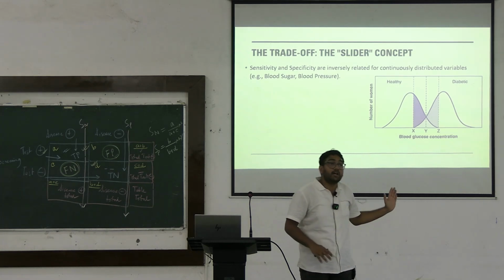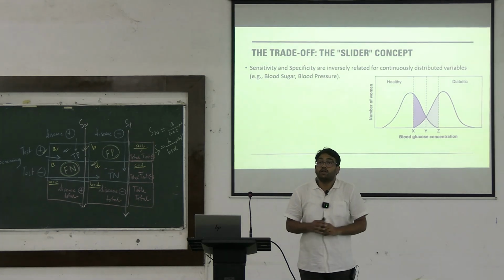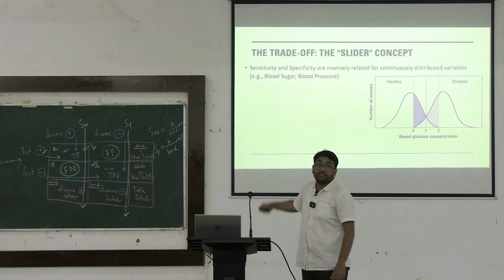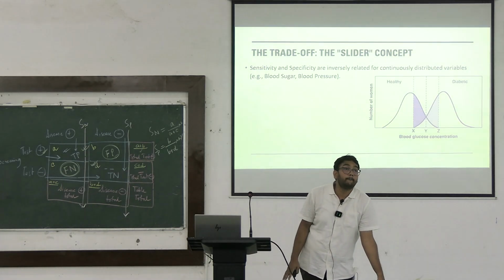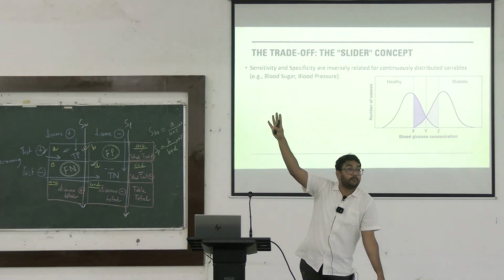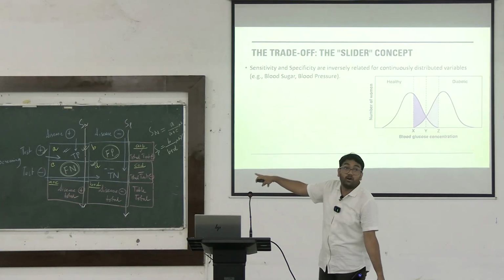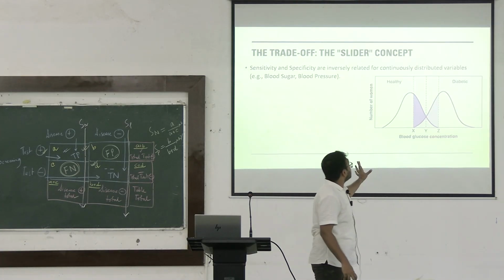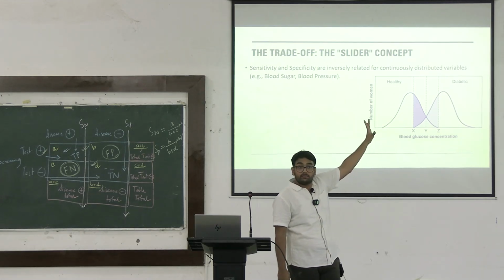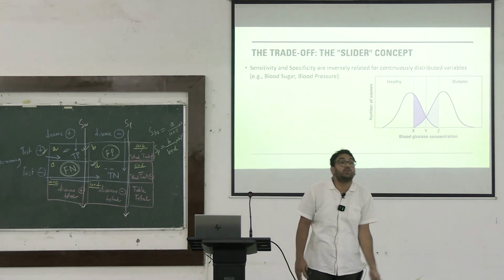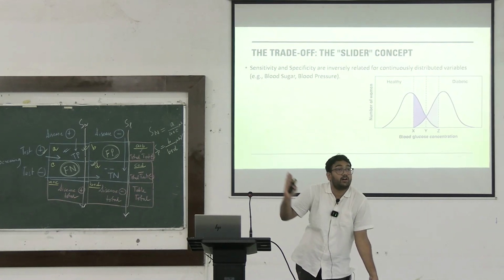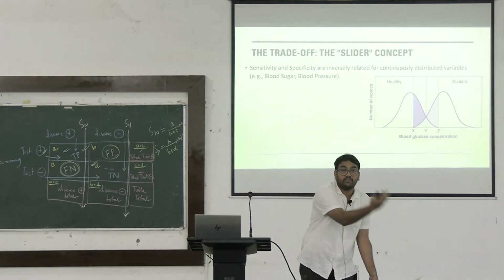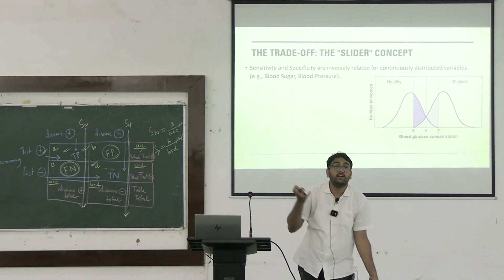So see, if I move the cutoff to z, what has happened? False positives have gone to 0. That means specificity has become maximum. But false negatives have increased by a lot. That means sensitivity has gone to the drain. Sensitivity is now lying in the drain. So if we increase the cutoff, we compromise on sensitivity while increasing the specificity.